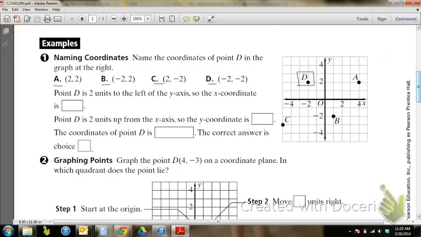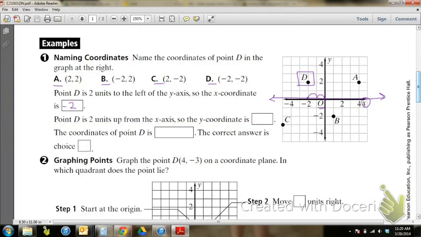So point D, you always want to start at the origin. So I start here at the O, right in the middle. And it's going to be 2 units to the left. 1, 2. You always want to move sideways first. So the x-coordinate, see the little x here? This is my x number line. The x-coordinate to get to point D is -2. So you go 2 to the left.